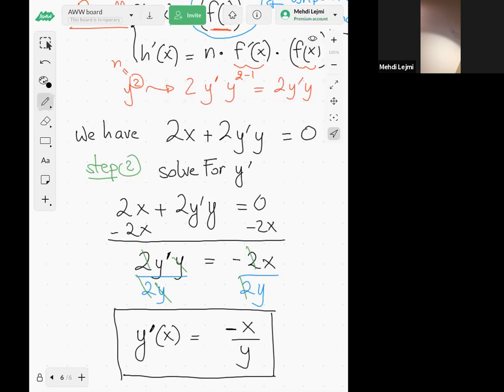Okay. So y prime of x is minus x over the function y. And of course here, I cannot really replace the y by its exact expression, right? Because I don't know what the exact expression of y is. So then, this is your derivative y prime of x, okay?